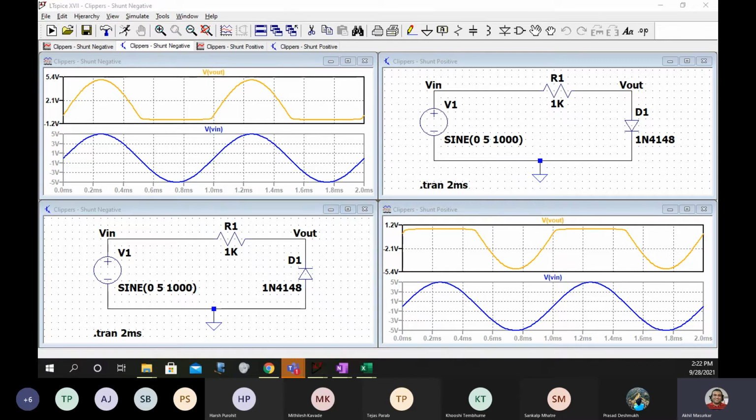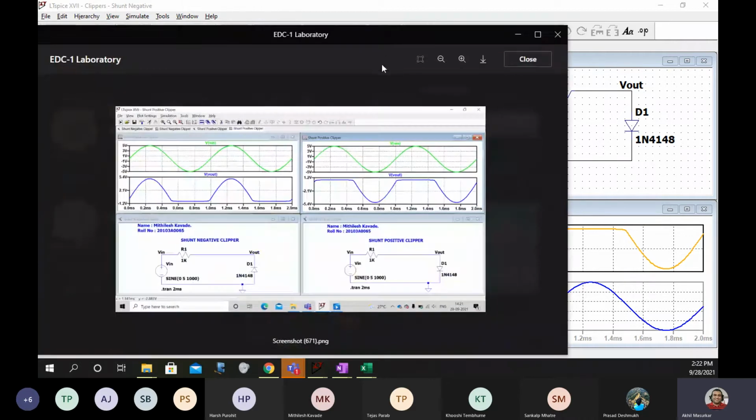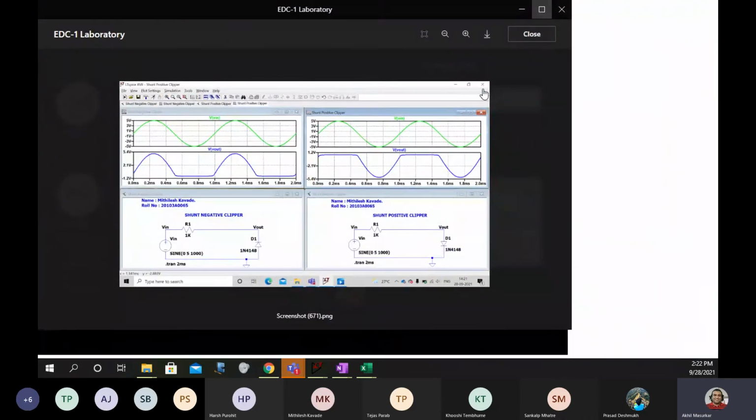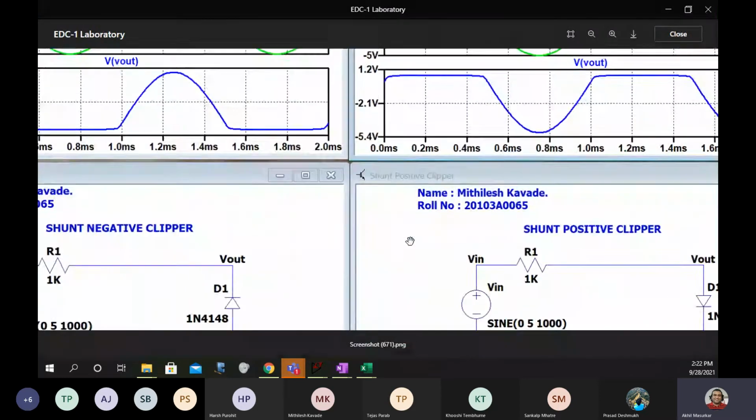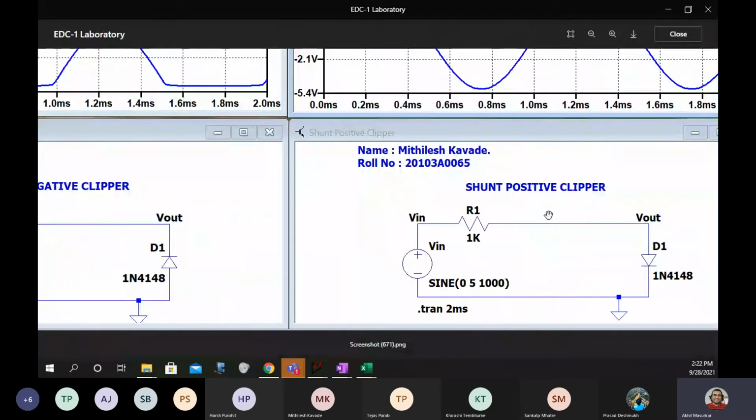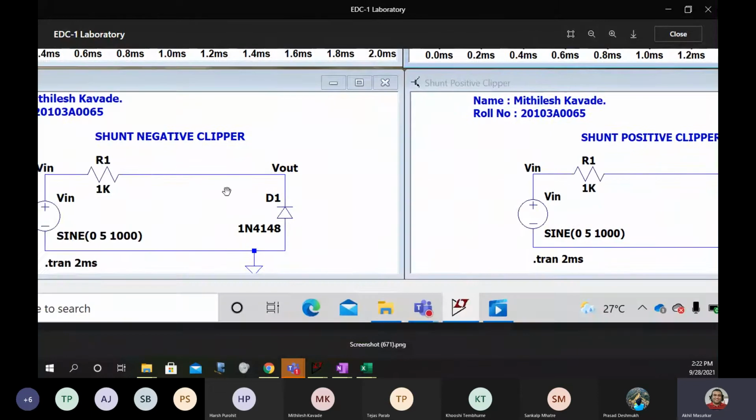Okay, Mithilesh, good. So everybody should name like this, okay? How Mithilesh is naming something, very good. You should put your name, roll number, and just a small name about what this circuit is all about. Shunt positive, shunt negative.